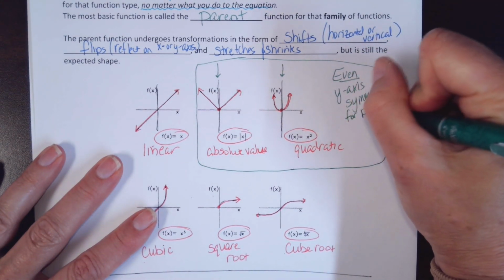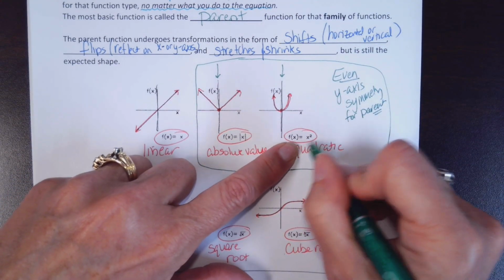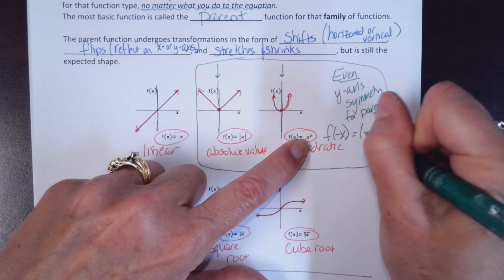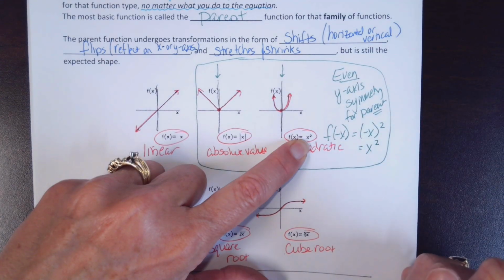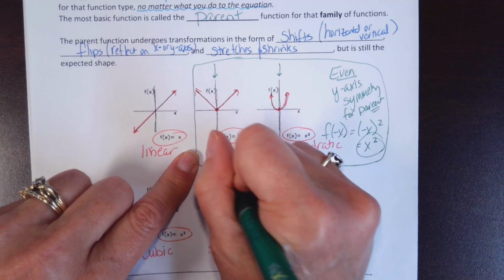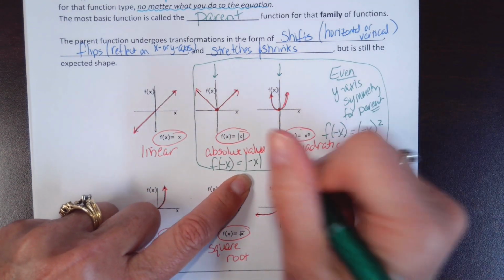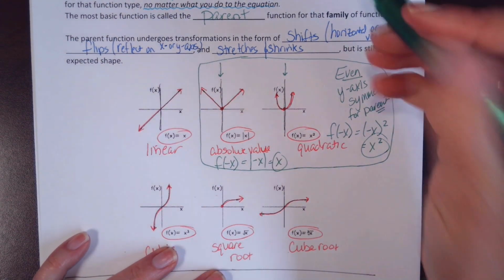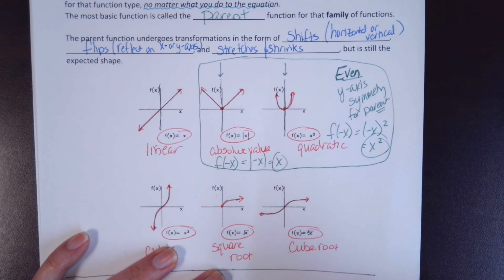For the parent function, because mathematically, f of x equals x squared, if I plug in a negative x and I square that, I get out the same thing I started with, positive x squared. Nothing changes. Over here, if I plug in a negative x, mathematically, the absolute value of negative x is just x. Exactly what I started with. Nothing changed. These are even function examples. They are symmetric on the y-axis.